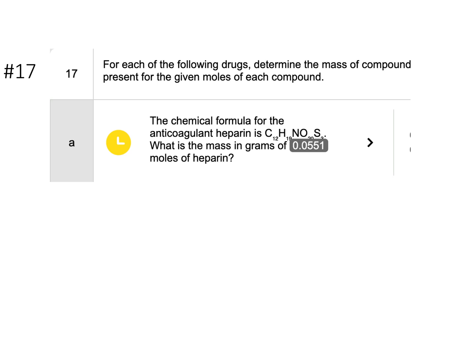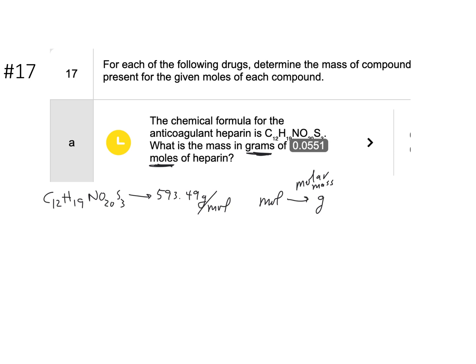But they give us heparin. Heparin is C12H19NO20S3, which gives us a molar mass of 593.49 grams per mole. So they give us moles of heparin and they ask for grams of heparin. So this is just going to be a one step because we know we can go from moles to grams using the molar mass.